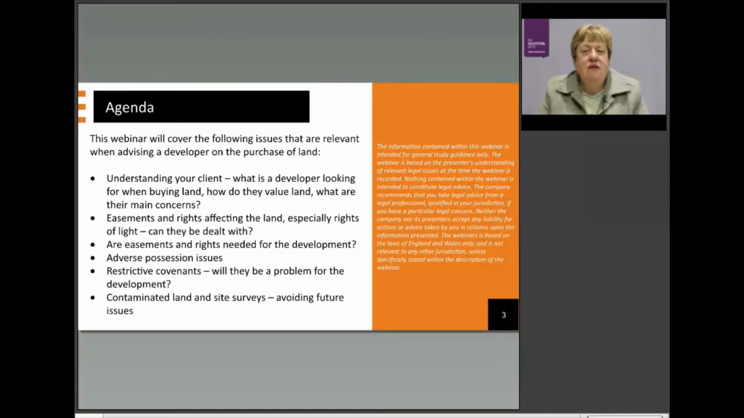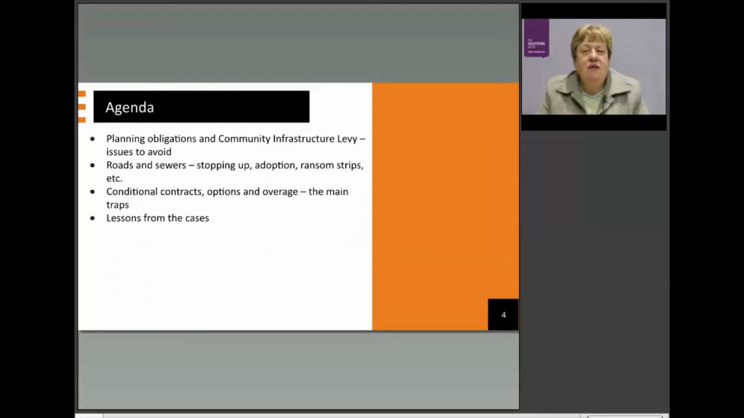I'm going to look at adverse possession issues and at restricted covenants affecting the land. Will they be a problem for the development? Then I'm going to look at contaminated land and site surveys, avoiding future issues, planning obligations and community infrastructure, the issues to avoid.